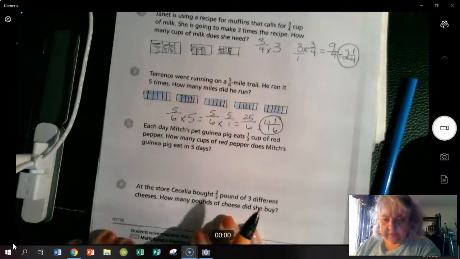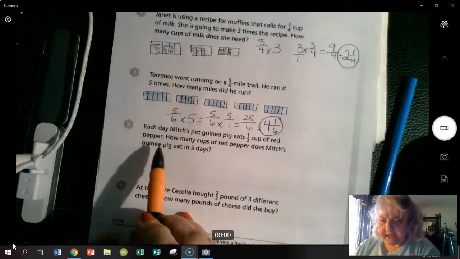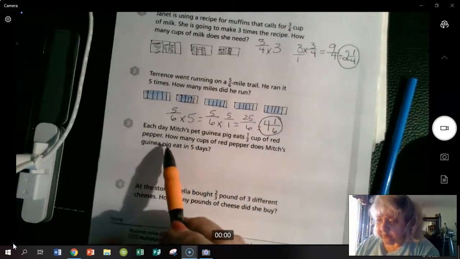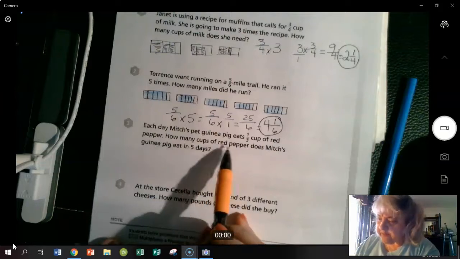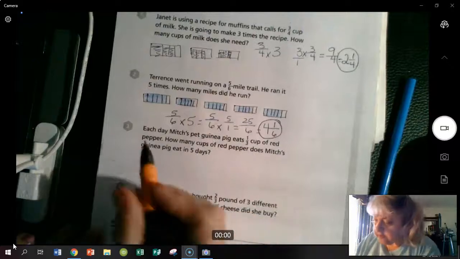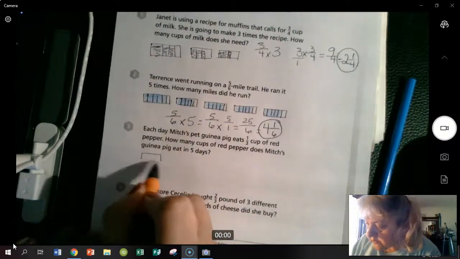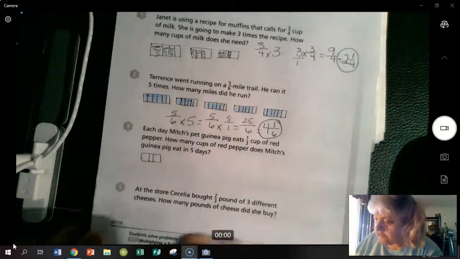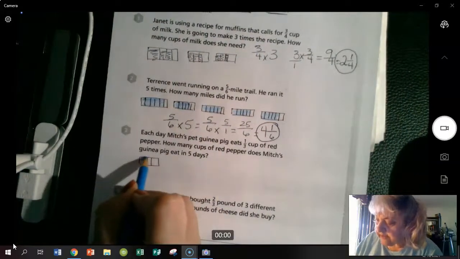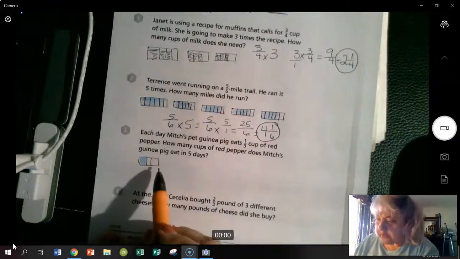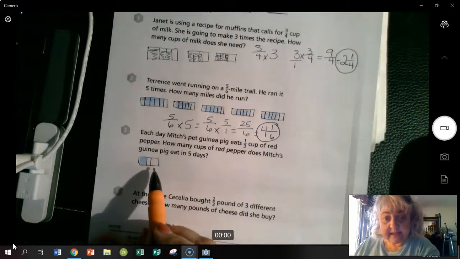Now we're ready to look at number 5. Each day, Mitch's pet guinea pig eats 1/3 cup of red pepper. Goodness, that sounds like that might burn its mouth. How many cups of red pepper does Mitch's guinea pig eat in 5 days? Well, I'm first going to start with using a rectangle for my representation. And I know that 1/3 would be represented by coloring in one of the 3 sections. That represents the 1/3 cup that the guinea pig eats each day.